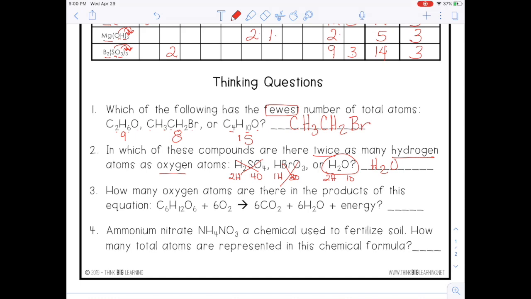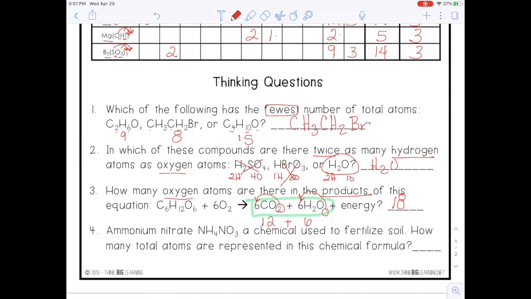Number 3, how many oxygen atoms are there in the products of this equation? So the products are the ones on the right side of the equation. And I want to know how many oxygen atoms are there. So I have 2 here, times the 6 coefficient is going to give me 12. I have an invisible 1 here, times the 6 coefficient is going to give me 6. If I add those together, I get 18.